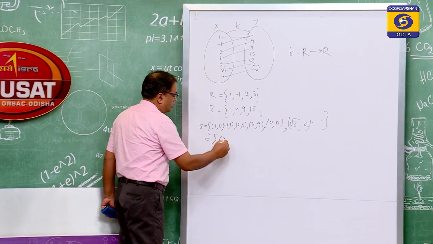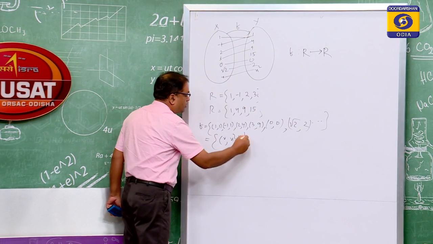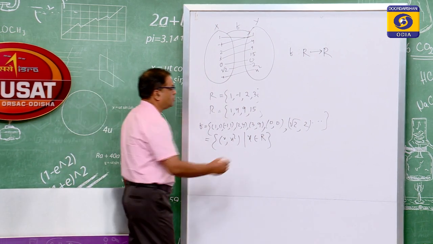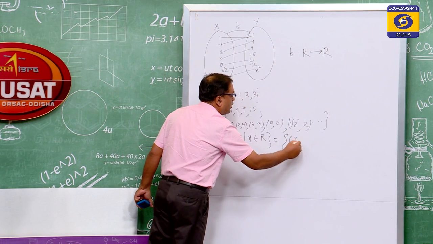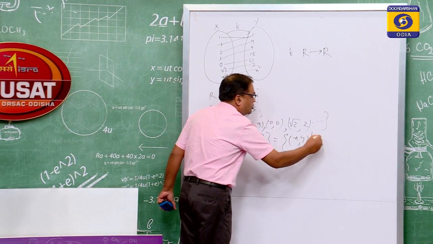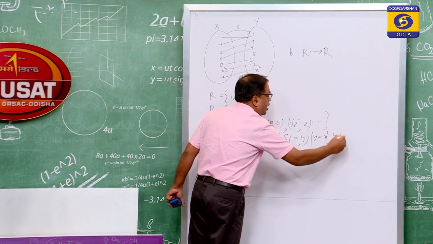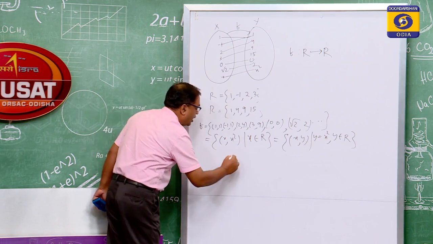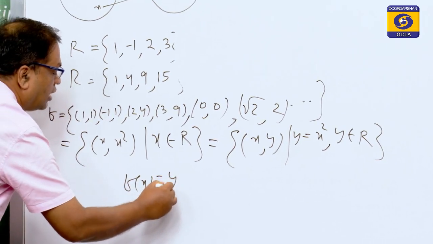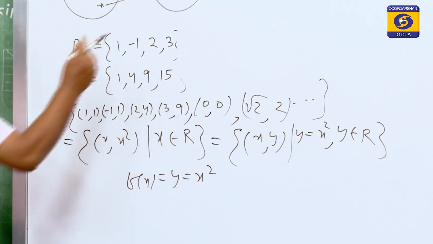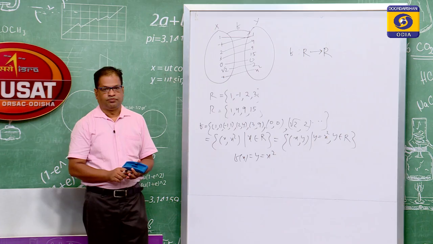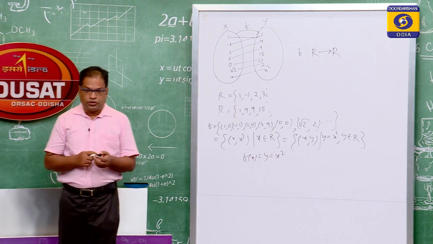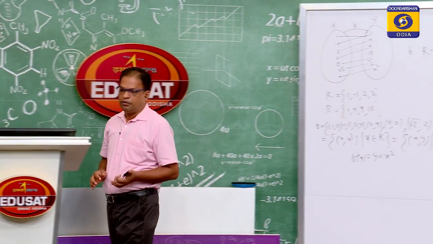Now, this we can write in set builder form: x such that x belongs to R, or we can write (x, y) such that y is equal to x square, y belongs to R, or simply we can write f(x) is equal to y is equal to x square, where f is a function from R to R. So, in case of a large domain we use a formula to represent the function.